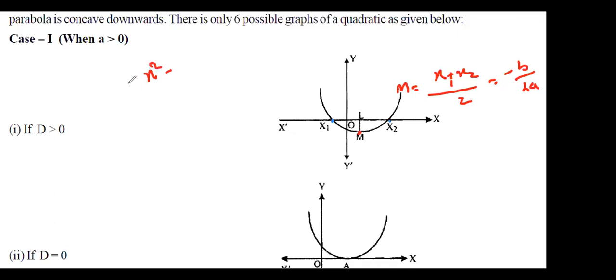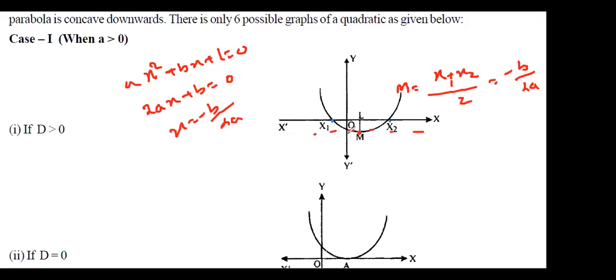If you remember, ax squared plus bx plus c is equal to 0. Differentiate it, we will get 2ax plus b is equal to 0. So x is equal to minus b by 2a, because slope is 0 over here. So this is the point of minima, and the minimum value will be, put y is equal to ax square plus bx plus c, put x is equal to this. You will get the minimum value.